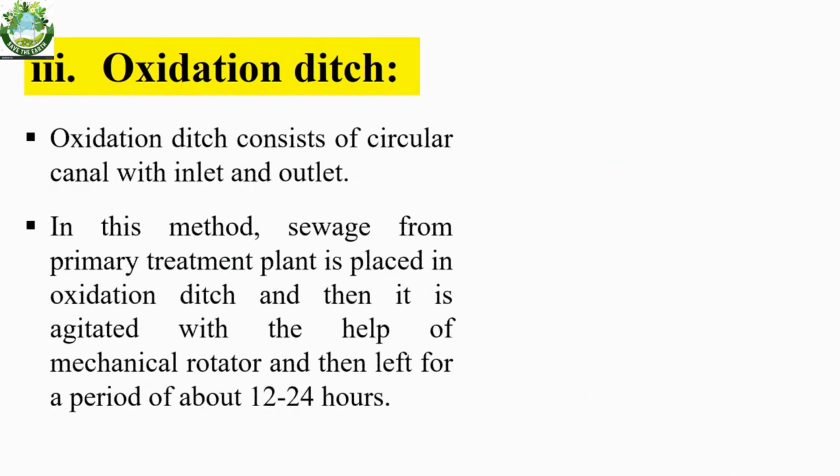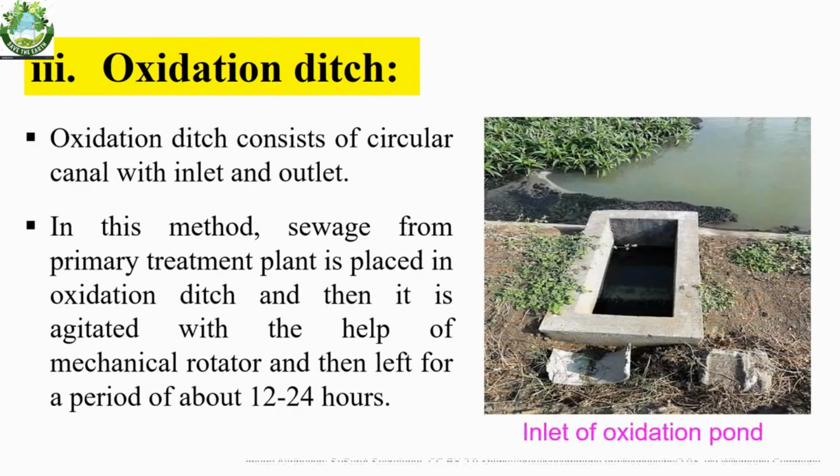Next, the oxidation ditch. The oxidation ditch consists of a circular canal which has inlets and outlets, meaning it has an input area where you can enter your sewage waste and an outlet from where you can get your treated sewage wastewater. In this method, the sewage from the primary treatment is placed in the oxidation ditch, then agitated, mixed with the help of a mechanical rotator, and left for a period of 12 to 24 hours. During this period of oxidation, the microorganisms present in the sewage oxidize, or you can say decay, the organic matter. Finally, the sewage is removed from the oxidation ditch through the outlet, and after this it moves for the tertiary treatment, or you can say the advanced treatment.